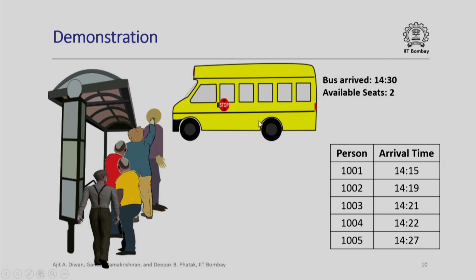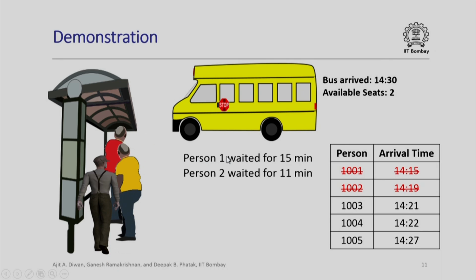Next comes a bus. This arrives at 14:30, again an arbitrary time. Let us again arbitrarily assume that there are only 2 available seats in this bus. So what will happen? Only the first 2 people in the queue will be able to board the bus. This is depicted here. When the first 2 people board the bus, we will have to remove them from the queue and we have to remember for later usage for how long did they wait. This person arrived at 14:15, the bus arrived at 14:30, so he waited for 15 minutes. The next person similarly waited for 11 minutes.